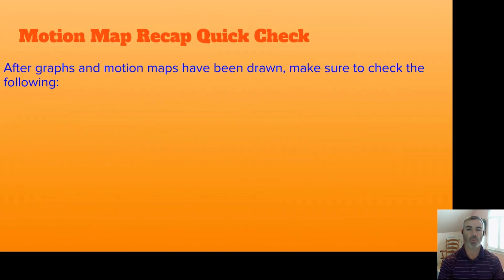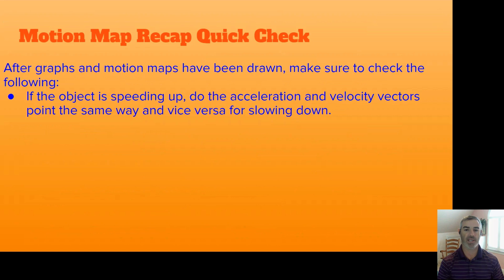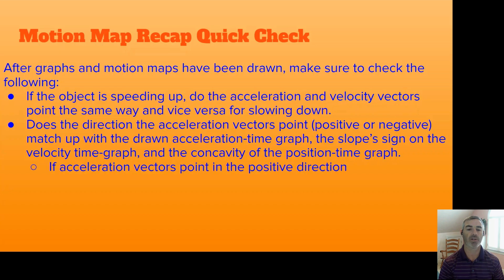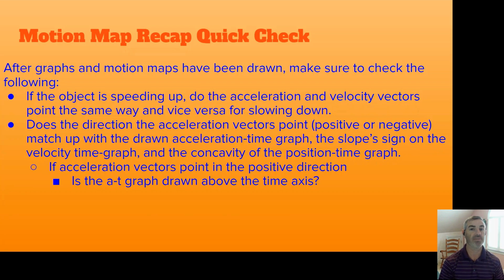So after you draw your motion map, we want to make sure our graphs and our motion maps all check out. So if an object is speeding up and you want to check, do the acceleration and velocity vectors point the same direction? And if it's slowing down, do our acceleration and velocity vectors point opposite directions? And then we want to check that the direction of the acceleration matches up with each of our graphs, the acceleration time graph, the velocity time graph, and the position time graph. So if the acceleration vectors are positive, does that mean our acceleration time graph is drawn above the time axis? If it's not, then that means it doesn't match up.